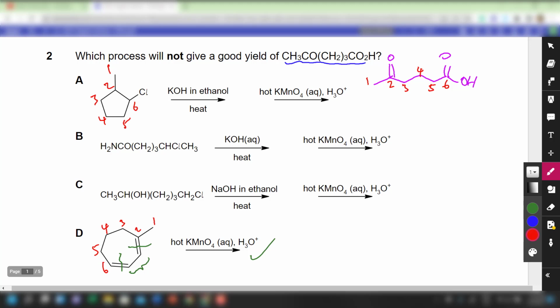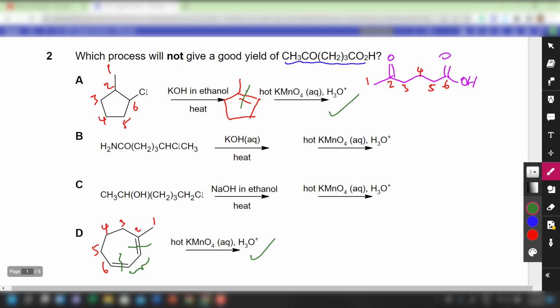The first step is an elimination step. For elimination steps, I'm going to produce a highly substituted alkene. It is a competition between a tri-substituted alkene here and a di-substituted alkene here. Of course, the tri-substituted alkene is likely to dominate, and after it's been formed, I can then perform oxidative cleavage over here, and it is likely that I will get a respectable yield of the product. So I think option A is also okay.